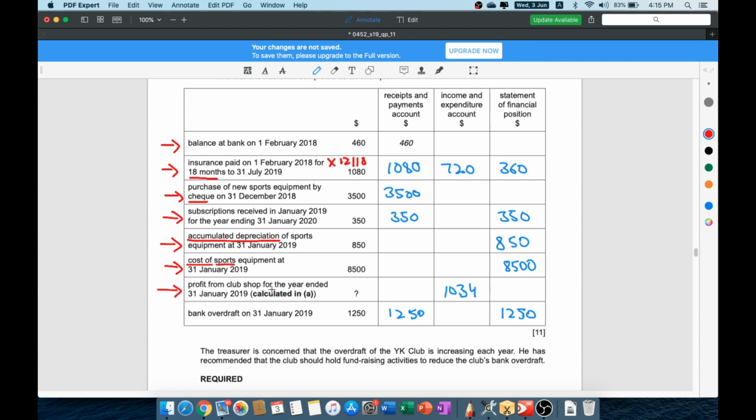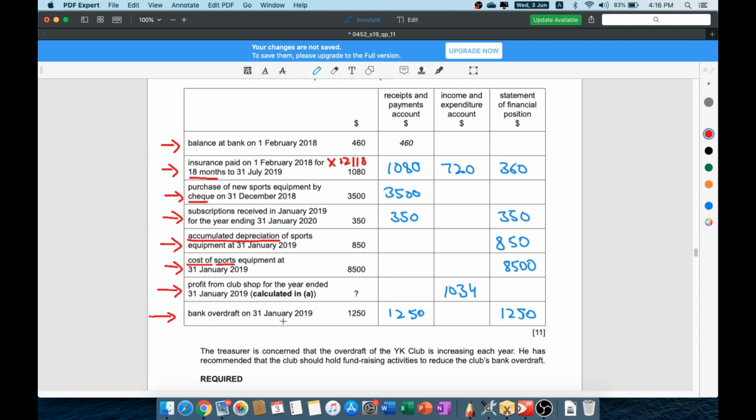Profit from club shop for the year ended 31st January 2019. Yeah, calculated in part A. So that is actually going to be in the income statement. Why? Because it is not the primary agenda of the club, right? The shop is its secondary objective, a secondary source of income. So that will come in the income statement under other incomes. All right. So that is in the income and expenditure account.